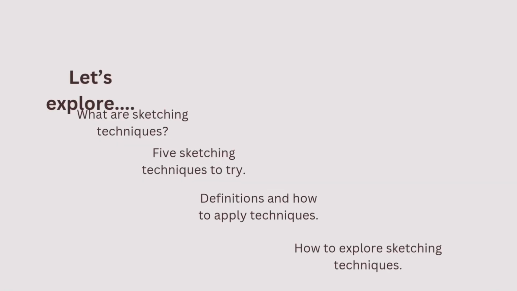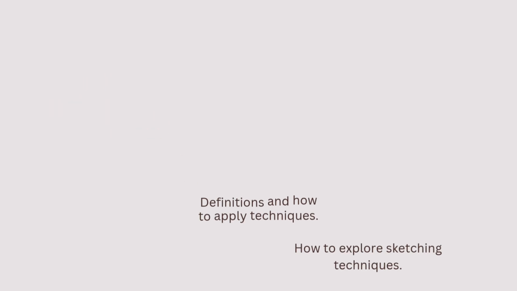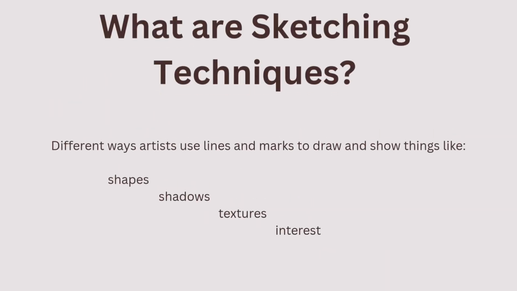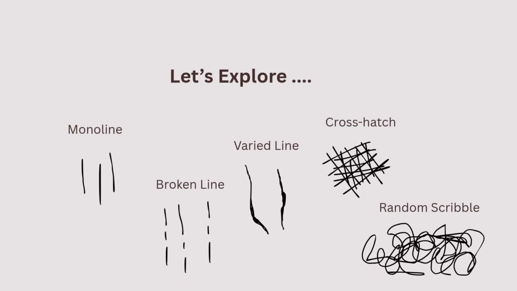Let's explore what sketching techniques are, five sketching techniques to try, definitions and how to apply techniques, and how to explore our sketching techniques. What are sketching techniques? Different ways artists use lines and marks to draw and show things like shapes, shadows, textures, and add interest to your doodles. Let's explore monoline, broken line, varied line, crosshatch, and random scribble.